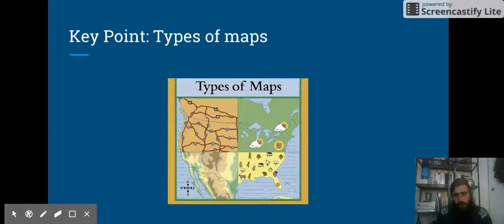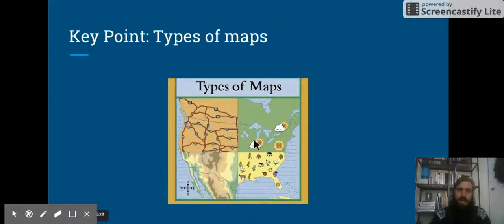Now, the first key point that we're going to review is the types of maps. We talked about this near the beginning, but it's so important. So this is the same country, the United States of America. But by showing it in 4 different maps, we can show that different types of maps give us different types of information about the same place.